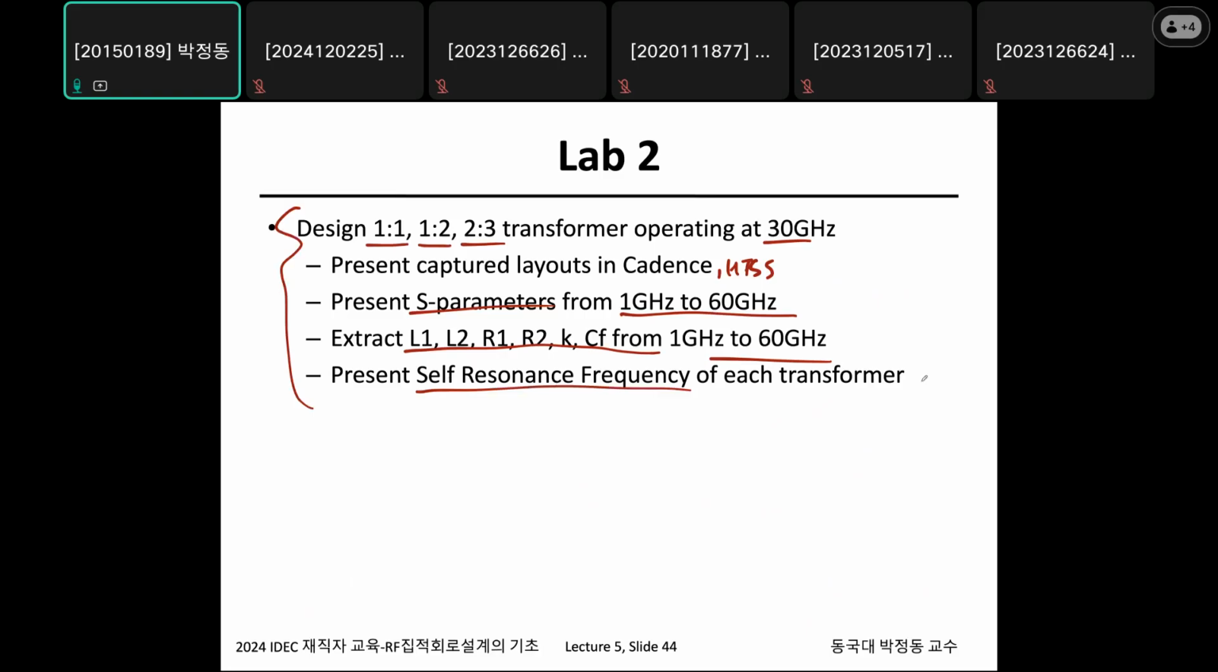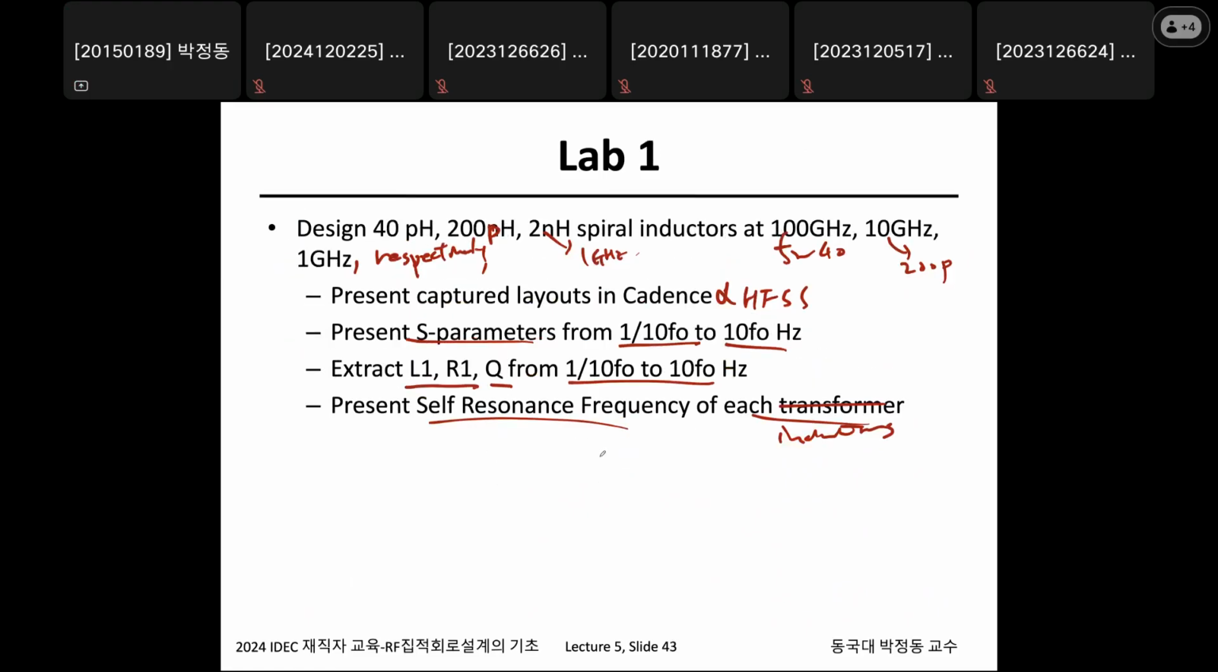You may just use either 65 nano or 40 nano. It's your choice. Just show which process you used. This is the same. You may just use 40 or 60. It's your choice, but just present which process is used. All right, let's wrap it up.